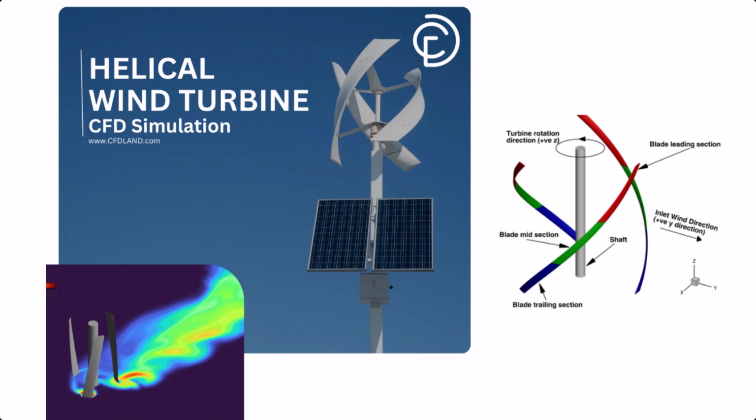Using ANSYS Fluent, engineers can simulate the unsteady flow around the twisted blades to accurately predict power output and identify areas for improvement. This report details a CFD simulation focused on understanding the torque generation and complex flow physics of a three-bladed helical VAWT CFD model.